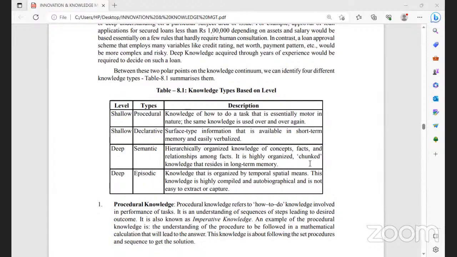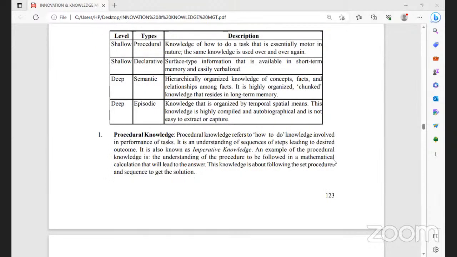Coming to semantic, it is hierarchically organized knowledge of concepts, facts, and relationships among facts. It is highly organized, well systematized, chunked knowledge that resides in long-term memory. Finally, episodic type is knowledge that is organized by temporal and spatial means, related to some environment. This knowledge is highly compelling and autobiographical and is not easy to extract or capture. It means episodic is a very secured knowledge system.